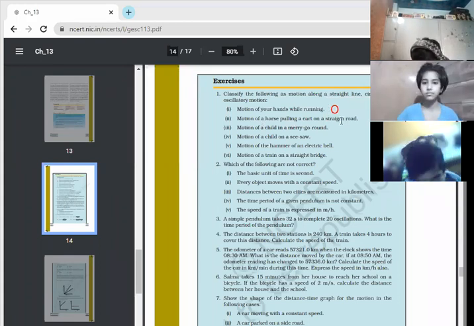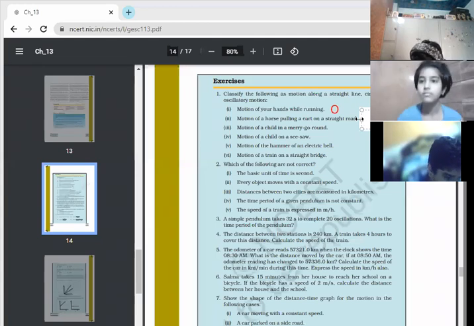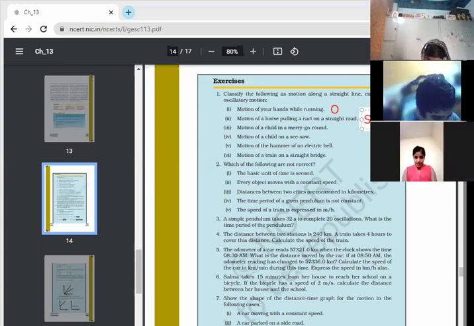Motion of a horse pulling a cart on a straight road. Ma'am, straight line. Yes, it is a straight line. Motion of a child in a merry-go-round. Ma'am, it is circular motion. Circular motion. Okay. Motion of a child on a seesaw. Ma'am, oscillatory motion. Motion of a hammer of an electric bell. Oscillatory motion. Motion of a train on a straight bridge.